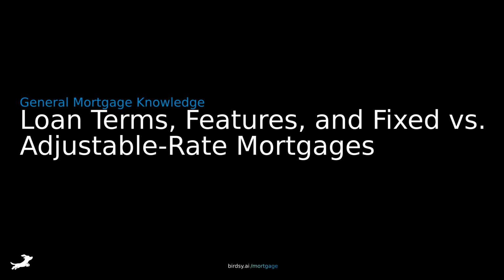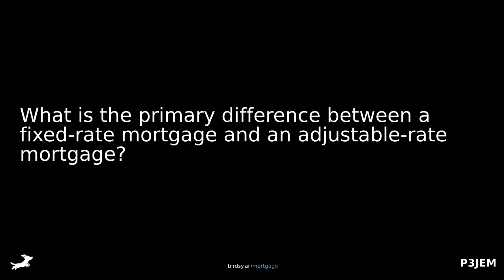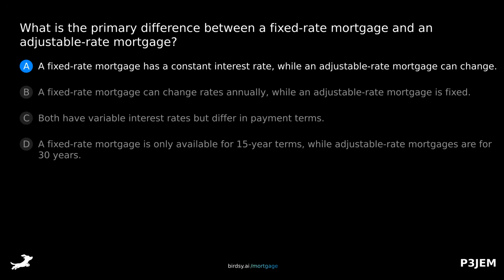Loan terms, features, and fixed versus adjustable rate mortgages. What is the primary difference between a fixed rate mortgage and an adjustable rate mortgage? Is it A, a fixed rate mortgage has a constant interest rate, while an adjustable rate mortgage can change? B, a fixed rate mortgage can change rates annually, while an adjustable rate mortgage is fixed? C, both have variable interest rates, but differ in payment terms?